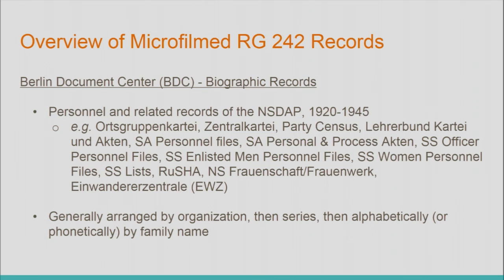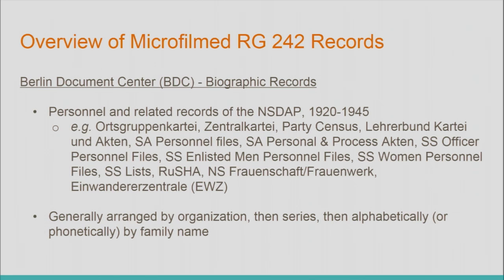Other records that relate to specific individuals, those were lists of concentration camp inmates and registers of concentration camp inmates. Other series that relate to specific individuals are here in the Berlin Document Center biographic records section. So I mentioned that the records that were filmed in Berlin are divided into two categories. The biographic ones include a lot of personnel files and personnel cards and forms and things like that. So there are the Ortsgruppenkarte, which are regional party membership cards, Zentralkartei, again, membership cards. You can see that there's personnel lists for SS officers, for SS enlisted men, SA personnel files as well.